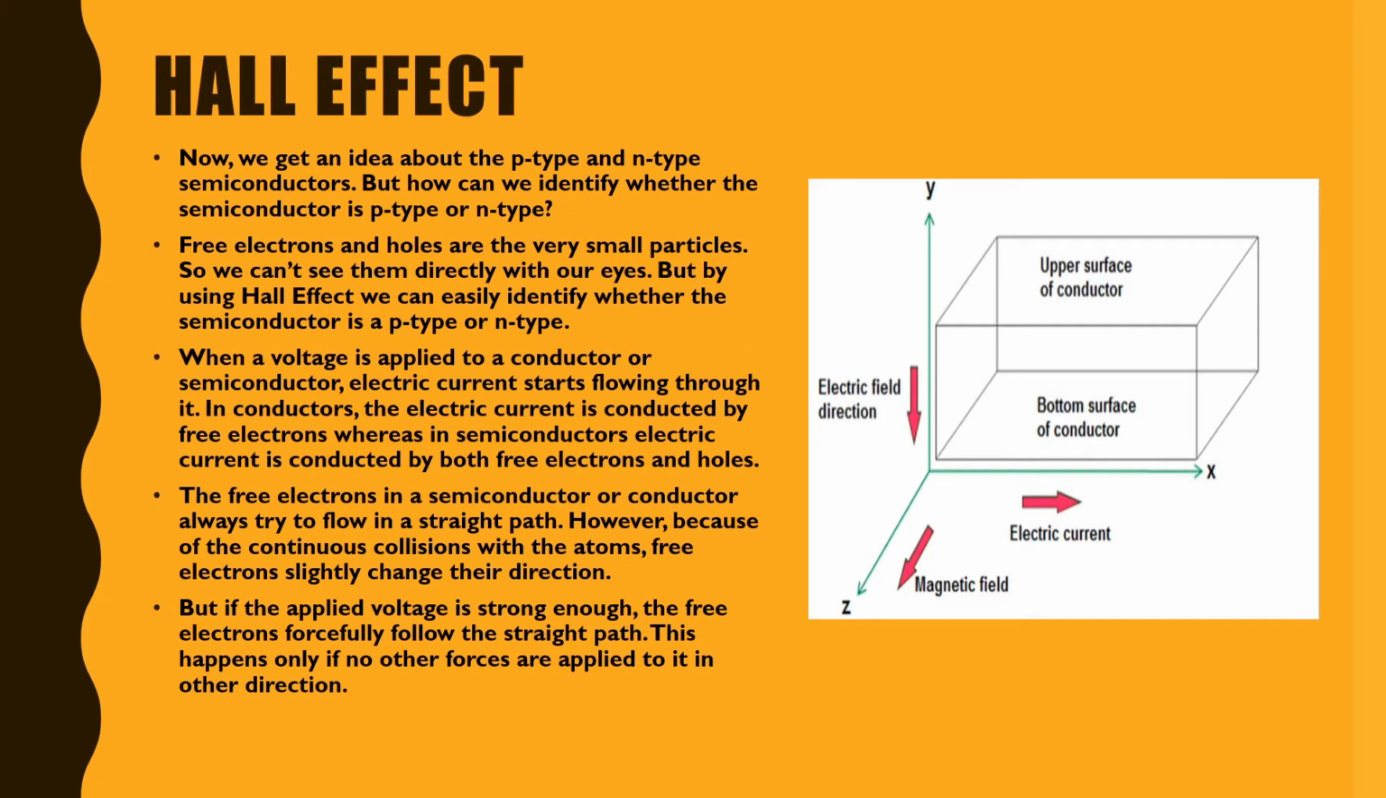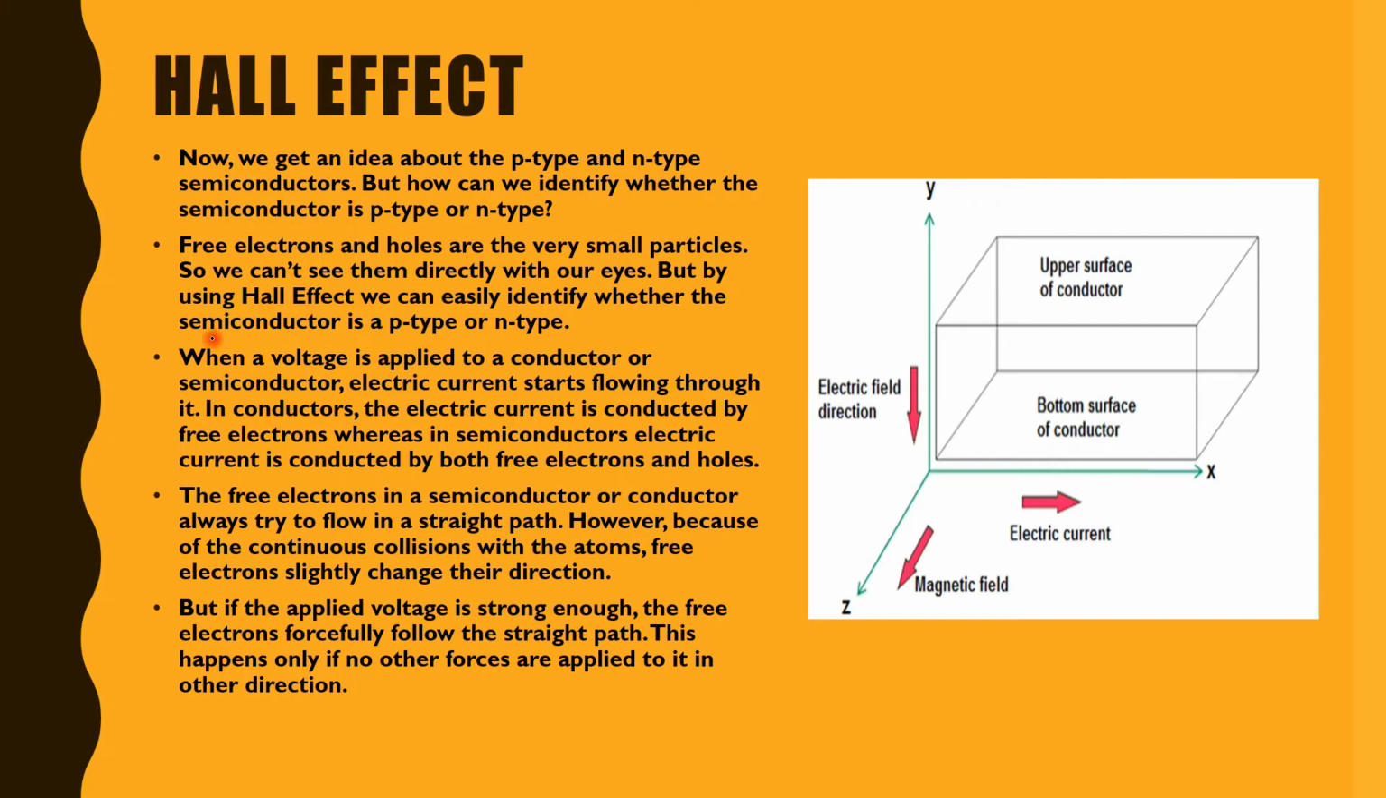Okay, so now for the Hall effect in detail, we get an idea about the p-type and n-type semiconductor, that in p-type we have more holes and in n-type we have more electrons. But how can we identify which semiconductor is p-type or n-type? We can identify it with this effect, the Hall effect. We know that free electrons and holes are very small and we can't see them directly. So that's why we use this Hall effect to identify it.